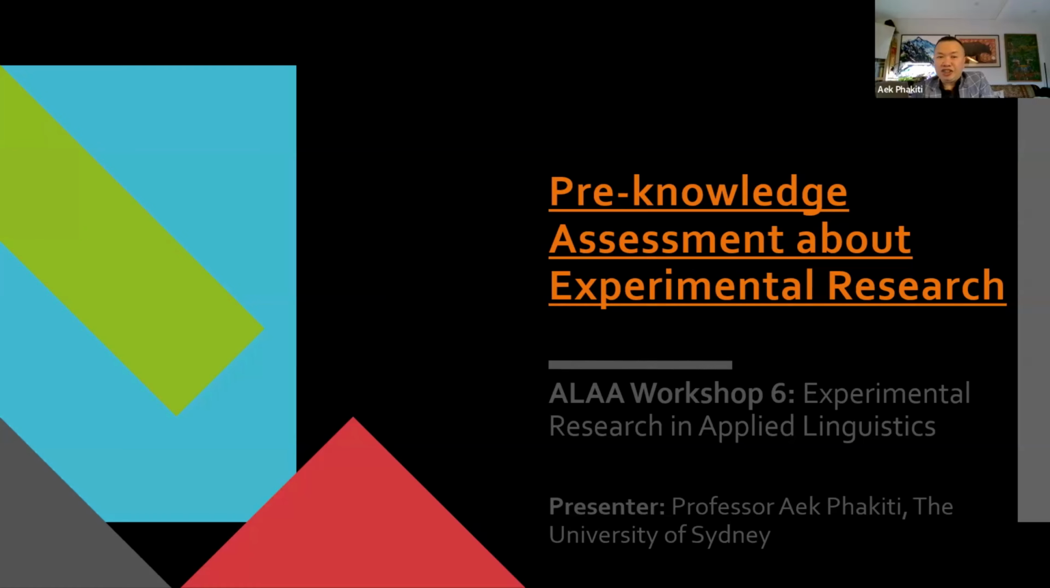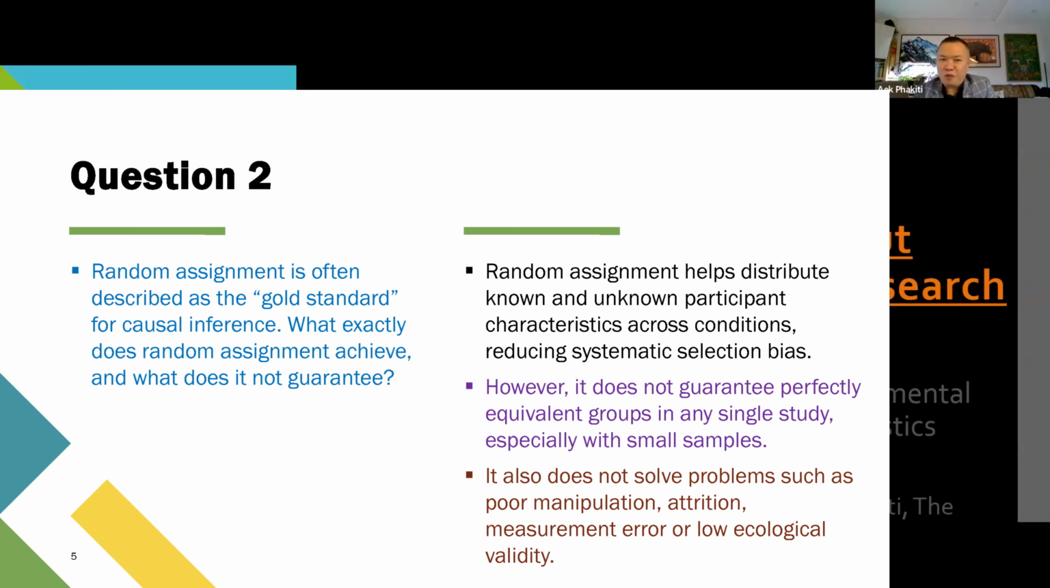All right. Second question. I will come back to all of this in some way. In an experiment, right? We'll talk about random assignment in a moment, but just assuming that you know what random assignment is, it is often described as the gold standard, right? What exactly does random assignment achieve and what does it not guarantee? Anyone? Vincent or Victoria?